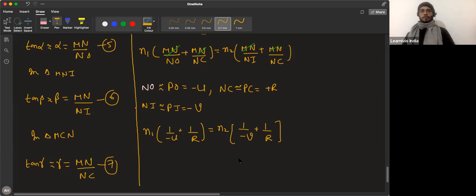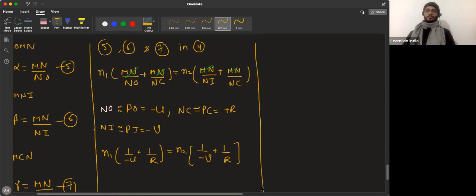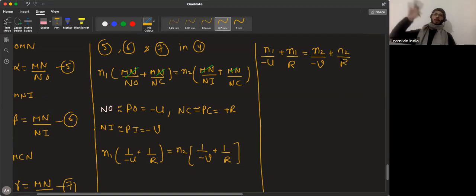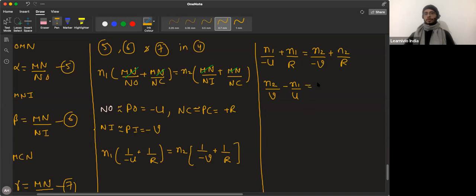Now, just like the previous case, it's n1 by minus u plus n1 by R, equals n2 by minus v plus n2 by R. So what we can do is take terms having R to the right hand side and other terms to the left hand side. So we write this as n2 by v minus n1 by u equals n2 by R minus n1 by R.